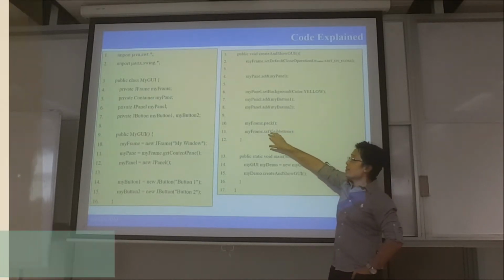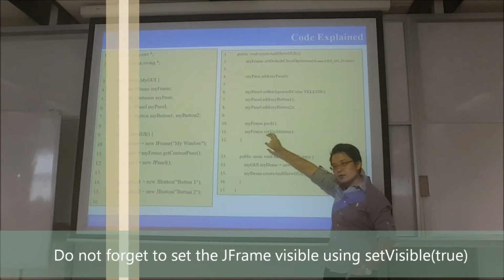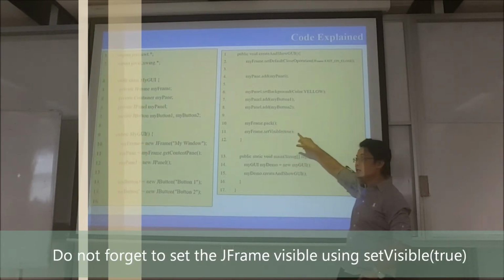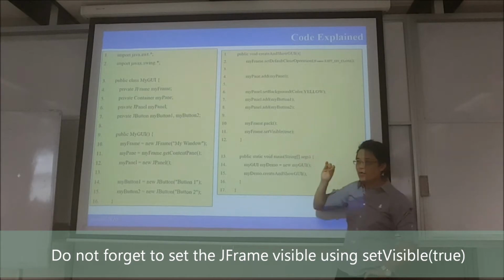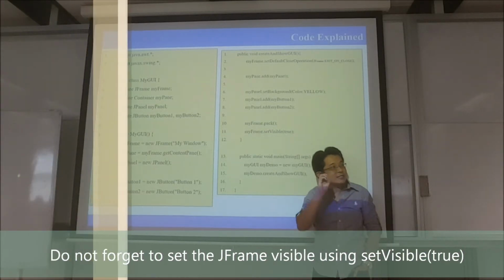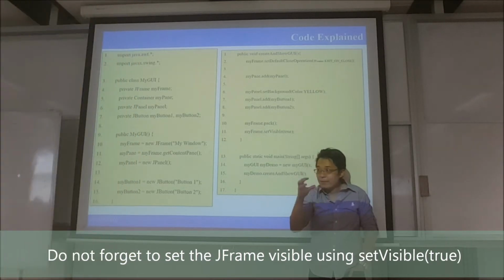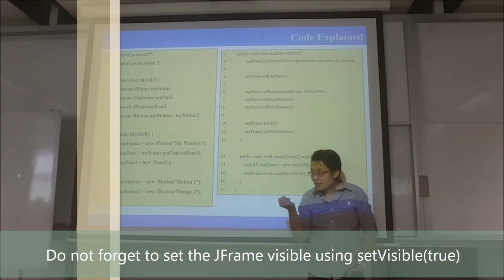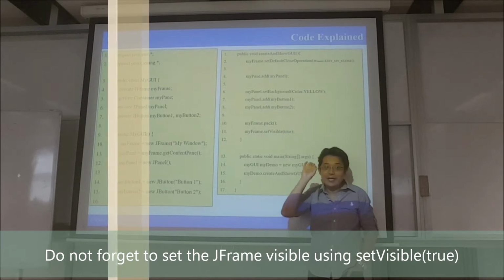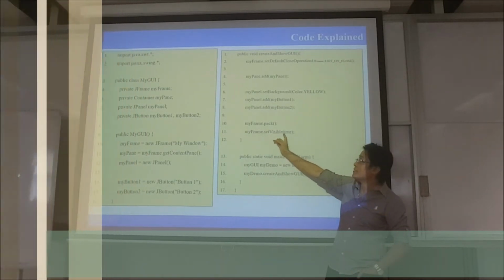Finally, to make it visible, you must make sure you call set visible true. If not, it is in the memory, but it's not displayed on the screen. It is not on the screen, but it is in the system's memory. So you want to display it, set it visible.